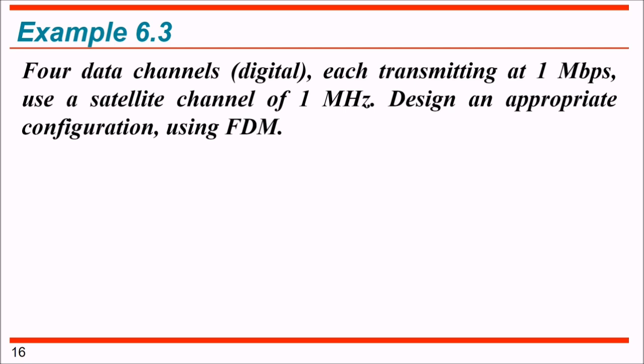4 data channels, each a digital channel transmitting at 1 Mbps. Use a satellite channel of 1 MHz. Design an appropriate configuration using FDM. How are you going to solve it?